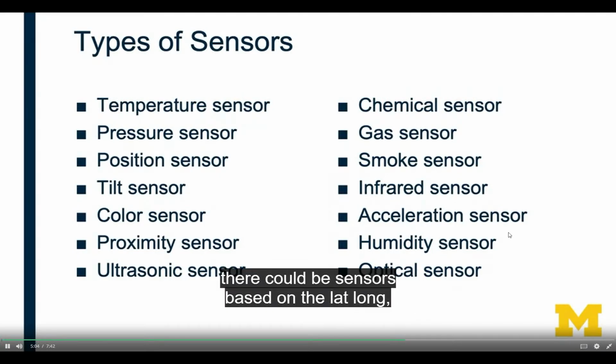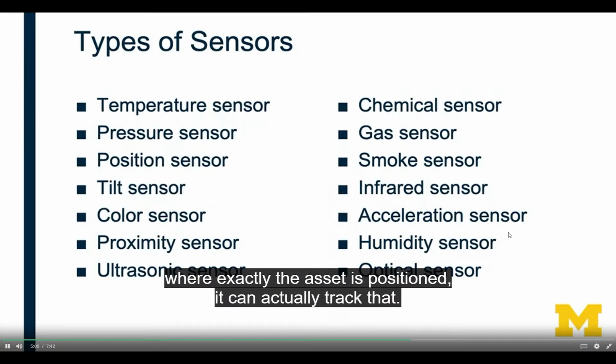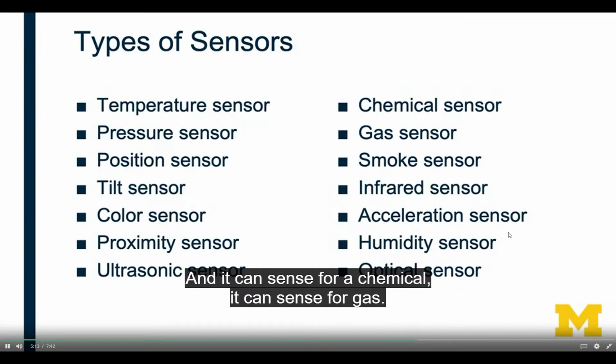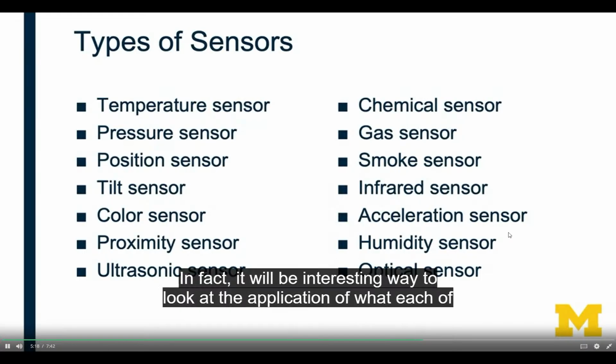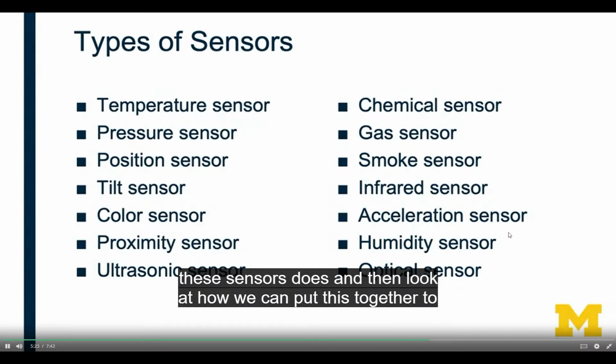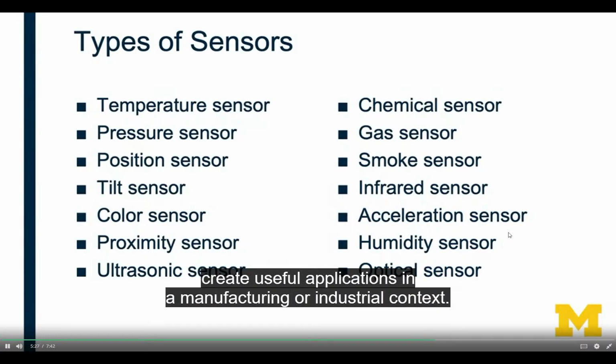There could be sensors based on the lat long, where exactly the position is. We can actually track that, and you can sense for a chemical. You can sense for gas. There are so many applications. In fact, it'll be an interesting way to look at the application of what each of these sensors does, and then look at how we can put this together to create useful applications in a manufacturing or industrial context. Let's take one simple example of one of these sensors.